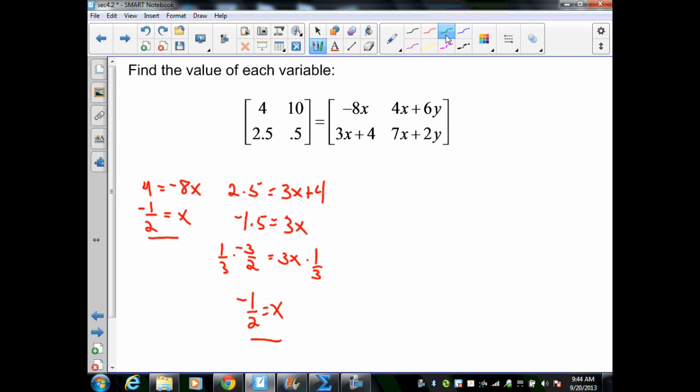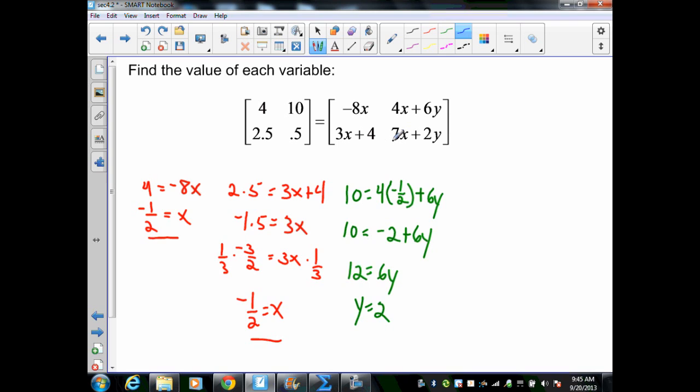Now let's start with the other expressions. I know that 4x plus 6y equals 10. 10 equals 4, and we know that x is a -1/2, so I'll just substitute that in right now. Plus 6y. That gives me 10 equal to a -2 plus 6y. When I inverse operation, that's going to give me, adding 2 to both sides, 12 equals 6y, and y is equal to 2. Now what we need to do is verify that by solving for the next expression.